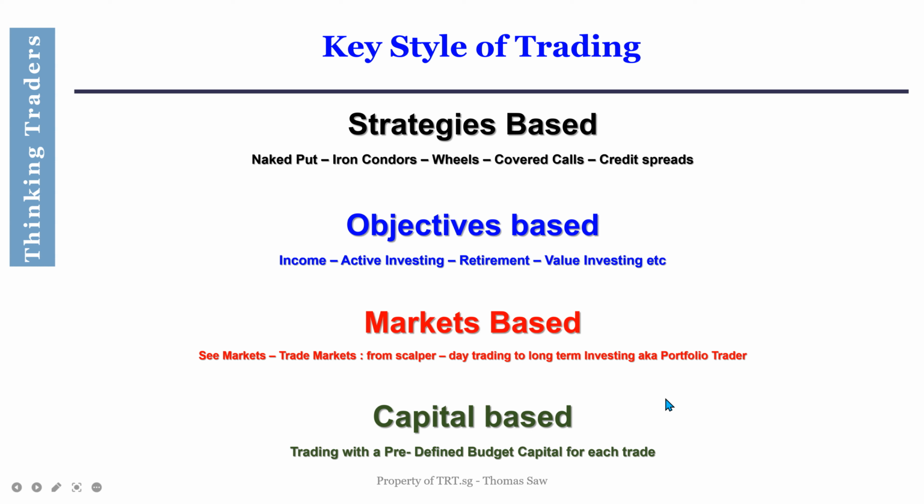This is the best one. Unfortunately, not many of you have reached this stage of evolution. Next, capital based. For example, I don't care what strategy; my budget per trade is $500. Nothing wrong with that. So instead of looking for the best strategy, simply ask what strategy you can afford to do with your $500 or $100.